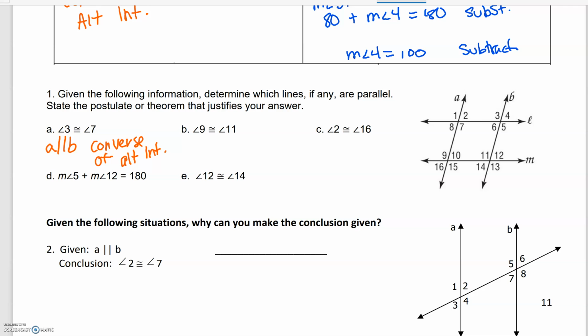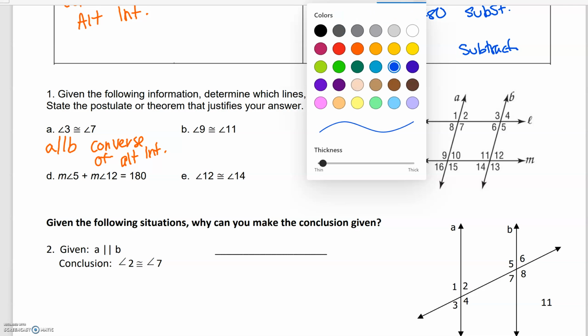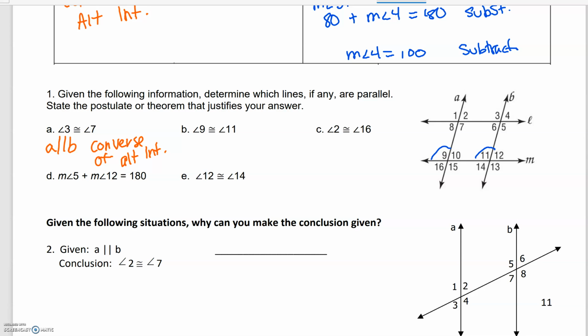All right, our next pair of angles here, they're giving us our 9 and 11. And I can see that those are corresponding and they go along with A and B. So A parallel to B by the converse is again what proves parallel? Converse of corresponding.